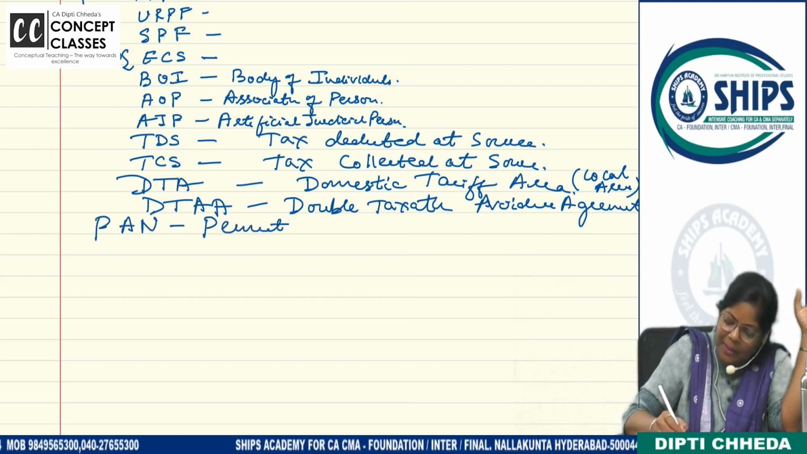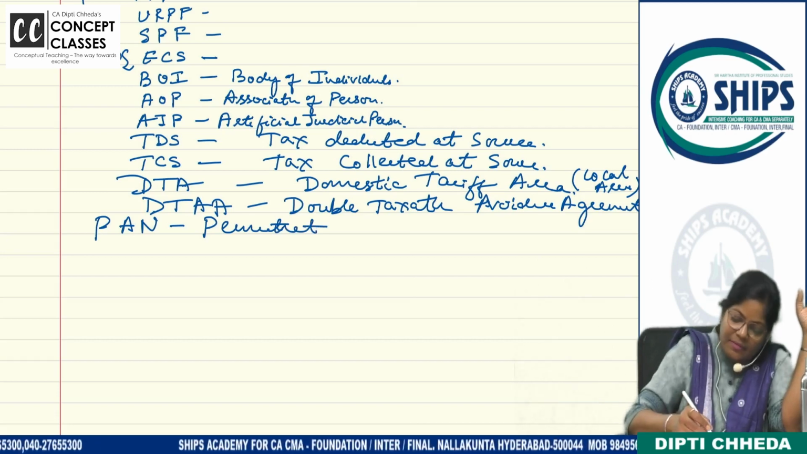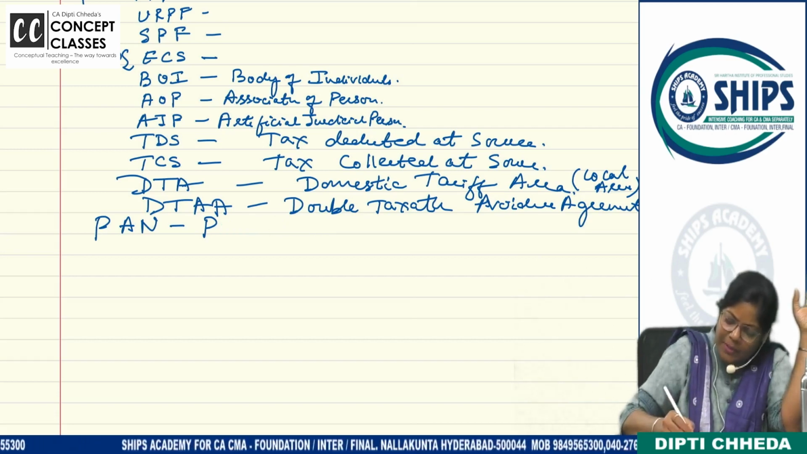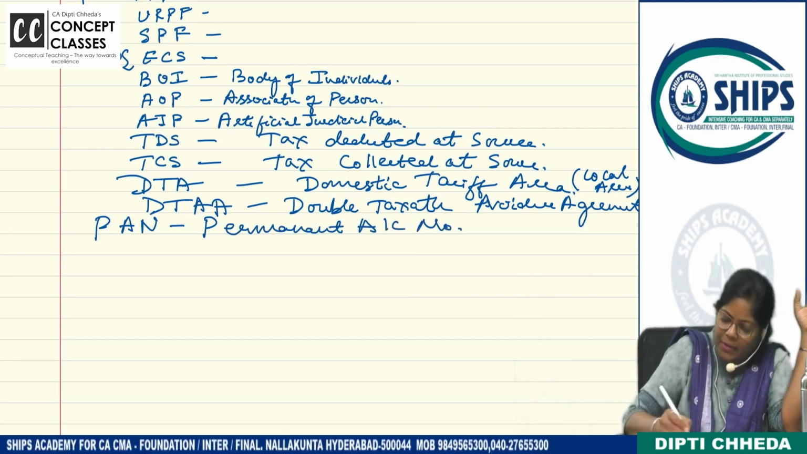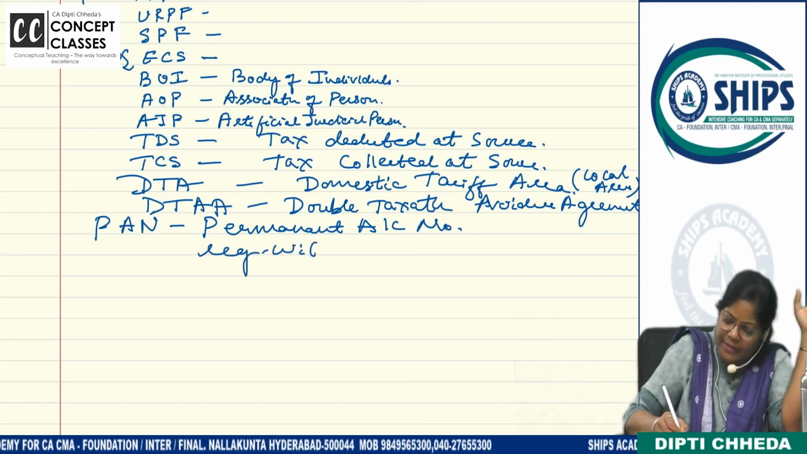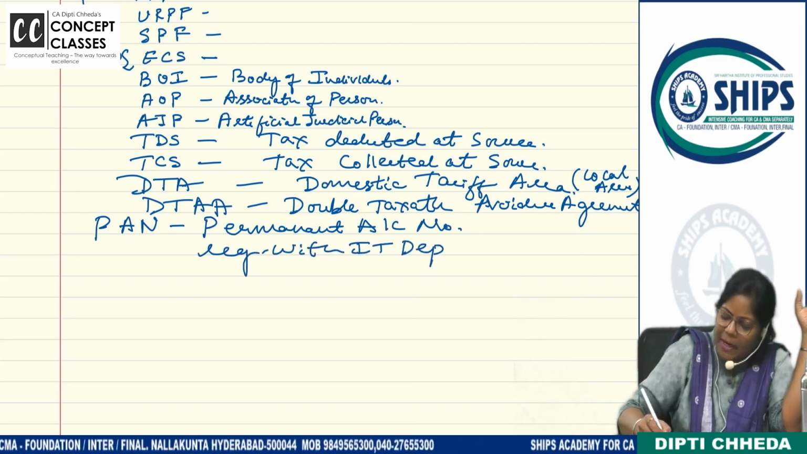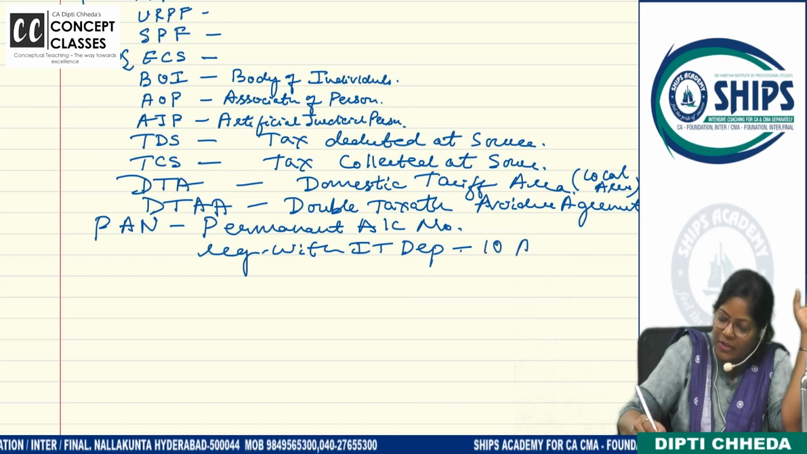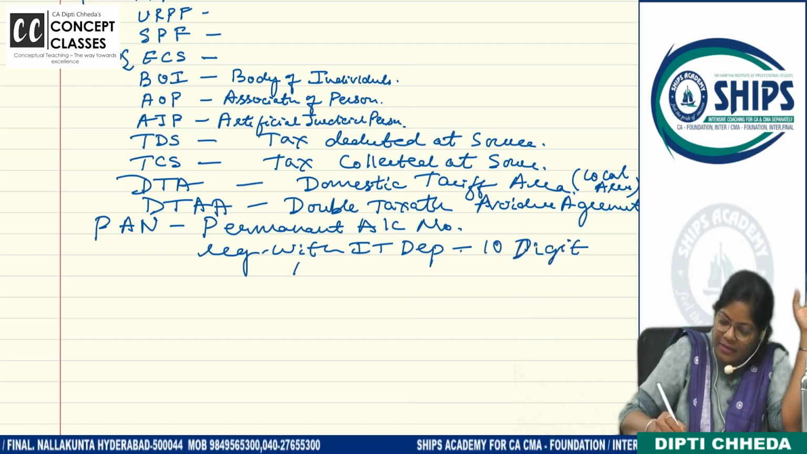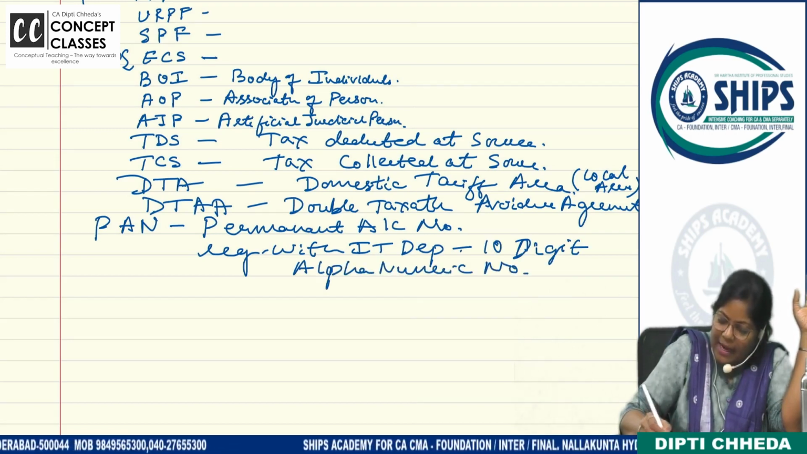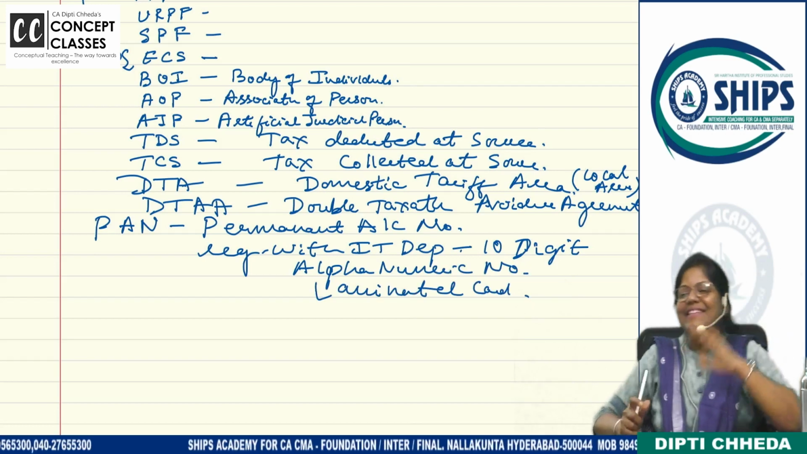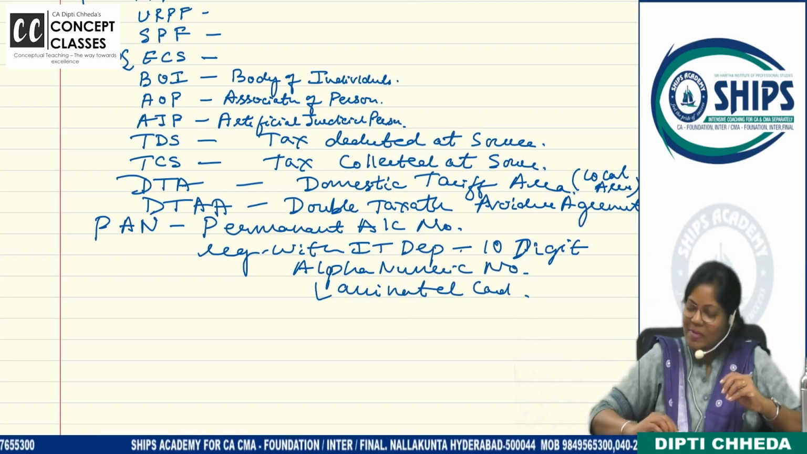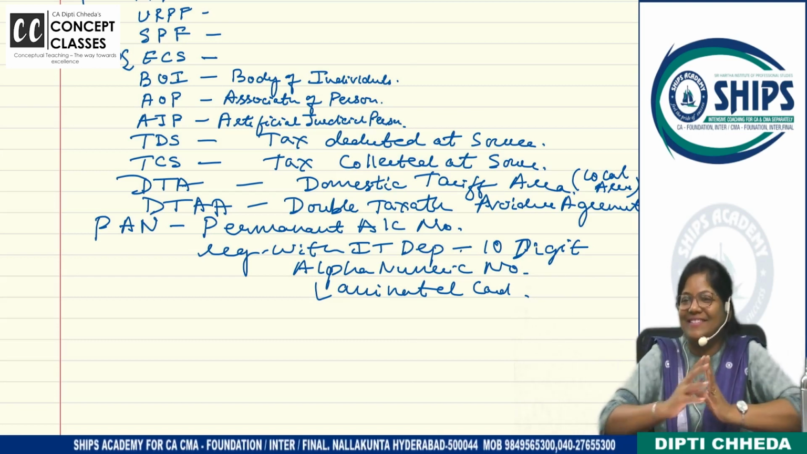PAN, permanent account number. It's your registration with the income tax department. And this is a bit more useful, so write it now: 10 digit alphanumeric number, and it comes in the form of a laminated card. If you know this and you talk about it, people will say, oh, you are studying income tax. Good. Yes or no?